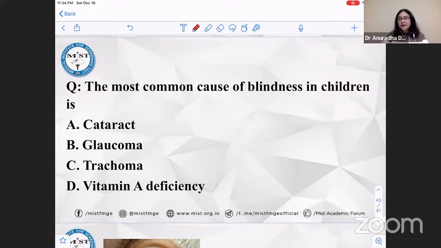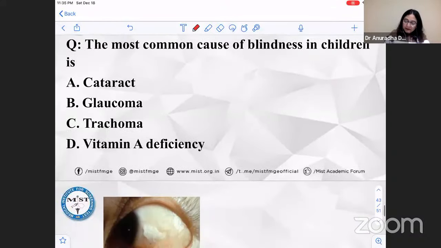There was probably a choice of refractive error also. So there can be different choices here. Refractive error will be the most common cause of ocular morbidity, that is decreased vision. But when we talk about blindness, then we will mark vitamin A deficiency as the most common cause.